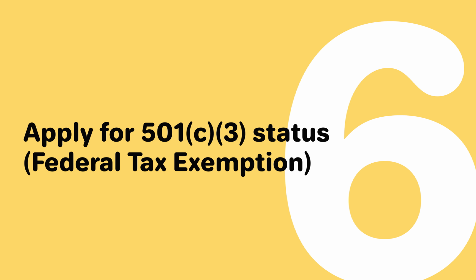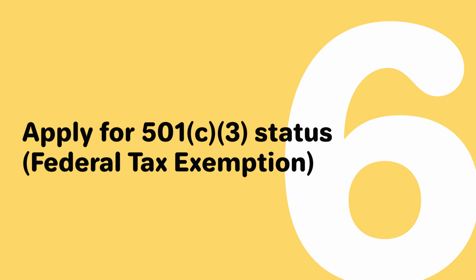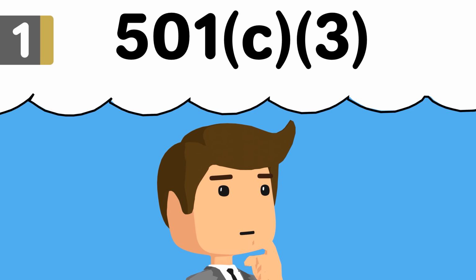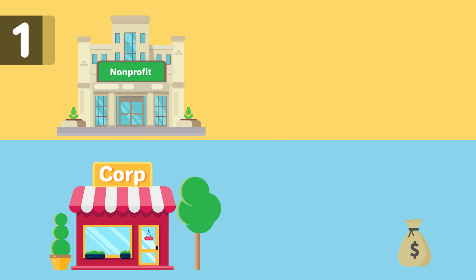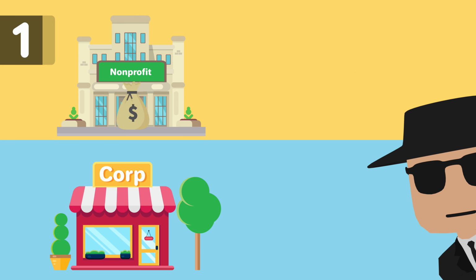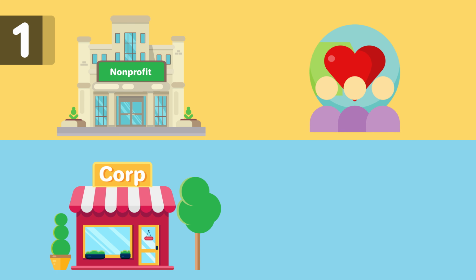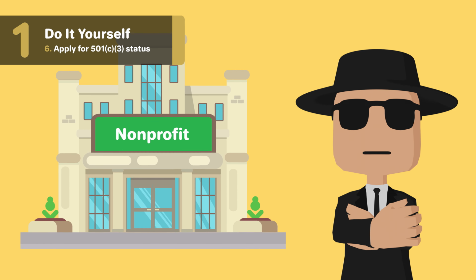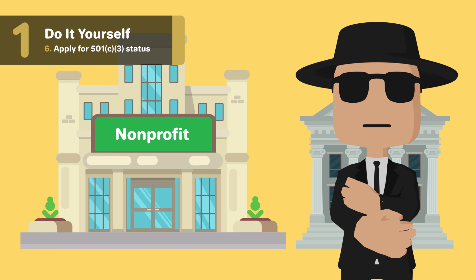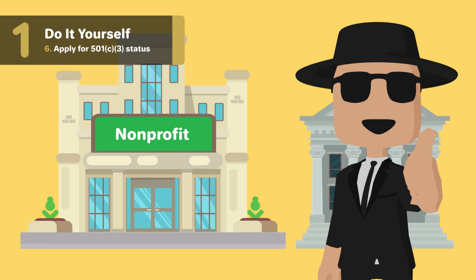6. Apply for 501c3 status, federal tax exemption. What is federal tax exempt status and why do you want it? When a corporation generates income, that corporation has to pay a federal income tax. As a nonprofit, your goal is to generate income that is used to help further a cause, rather than fill the pockets of the company employees. Because of this, the federal government allows that nonprofits' income not be taxed so that more of the money can go towards the cause that the nonprofit is supporting.